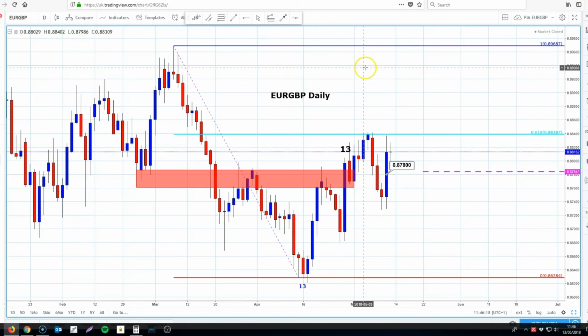Kind of cross currencies, euro sterling. We posted a 13 count. We actually took our profit in euro sterling up around these levels. We're now flat. Most significant level really for this week. I'm expecting this cross currency to be mixed and volatile.